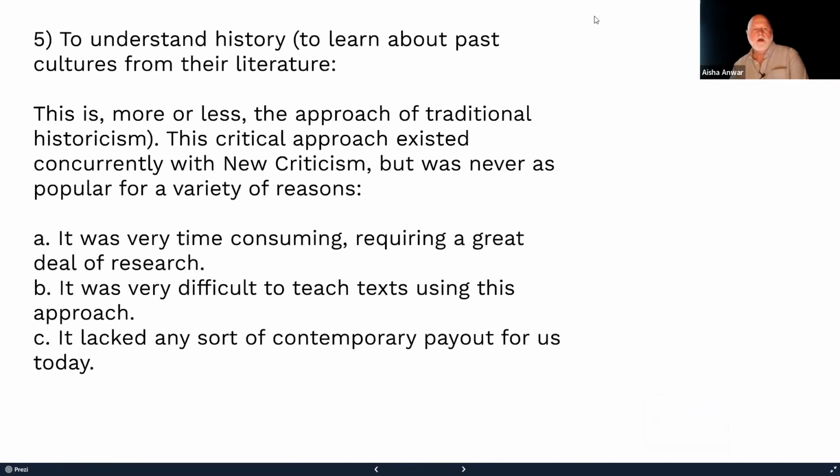Another big one here. Another approach is to understand history. And so how does that work?